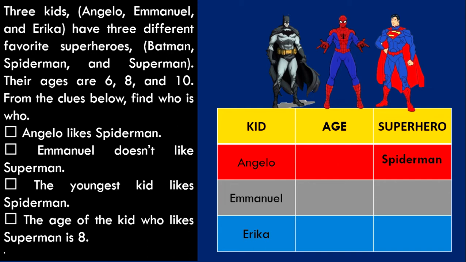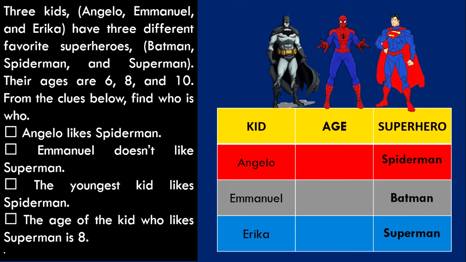So if Emmanuel doesn't like Superman and Angelo likes Spider-Man, obviously there's one hero left, which is Batman. So the favorite hero of Emmanuel is Batman. And then the remaining superhero is for Erica, which is Superman. Okay, another one, the youngest kid likes Spider-Man. So as we can see here, we have the ages 6, 8, and 10. So the youngest here is 6.